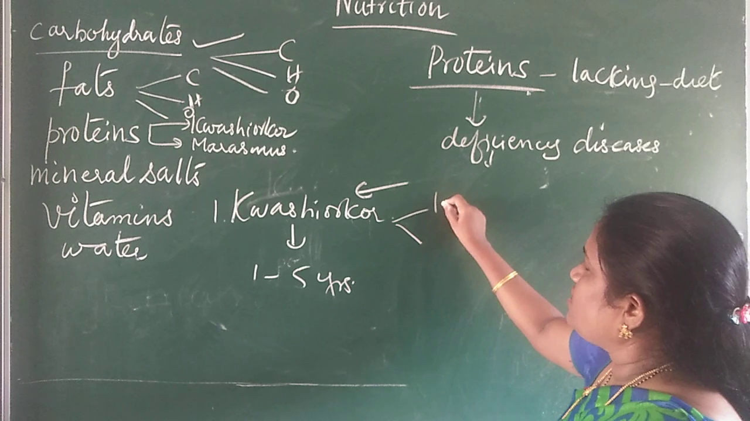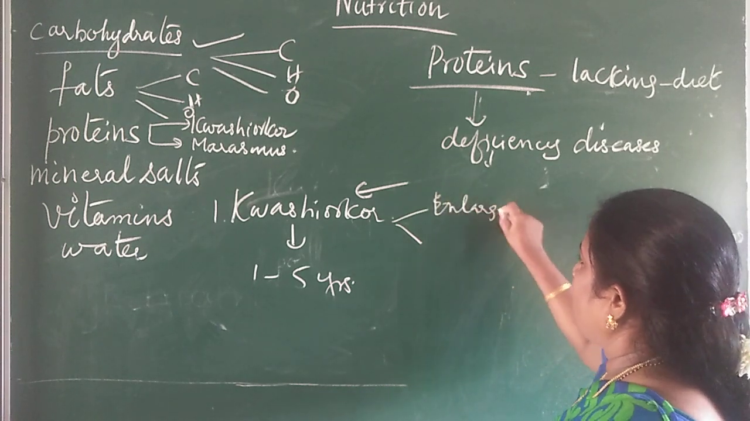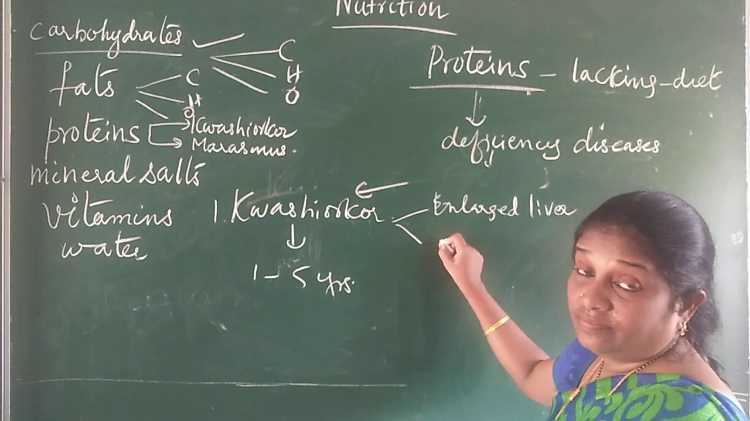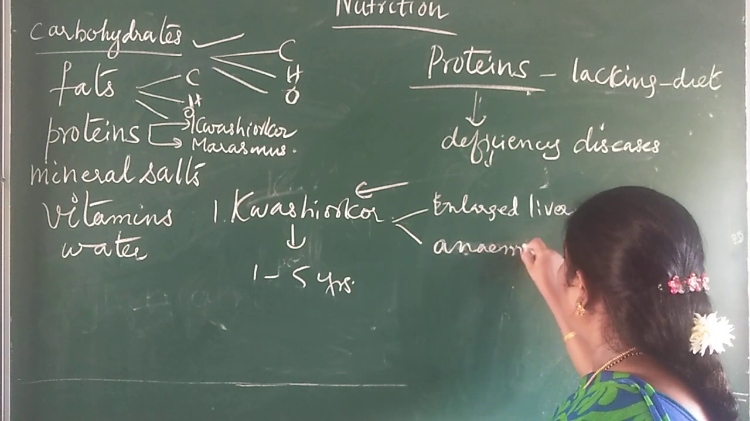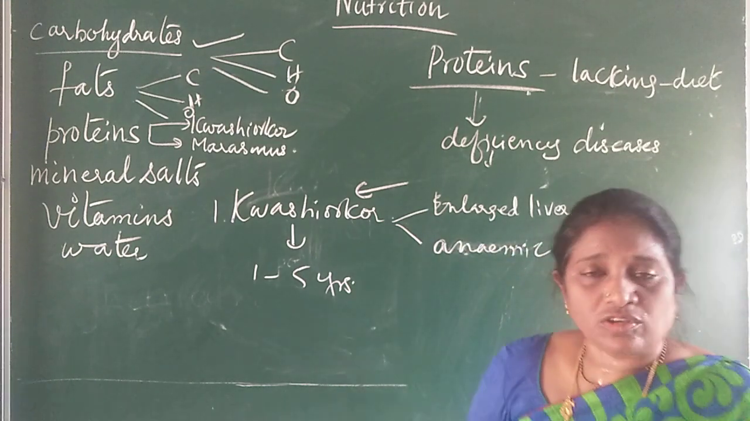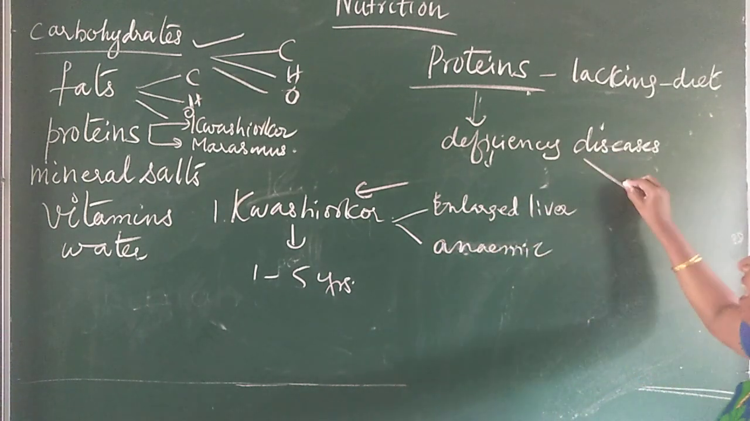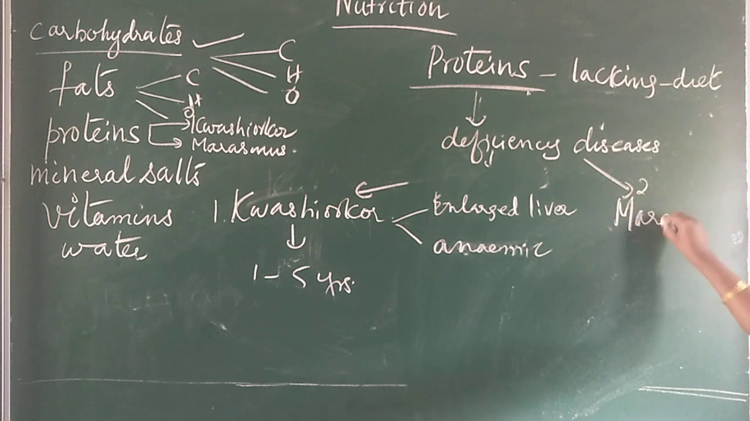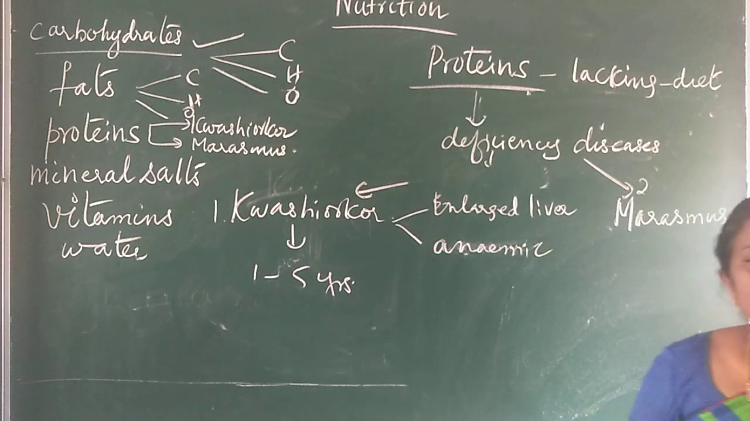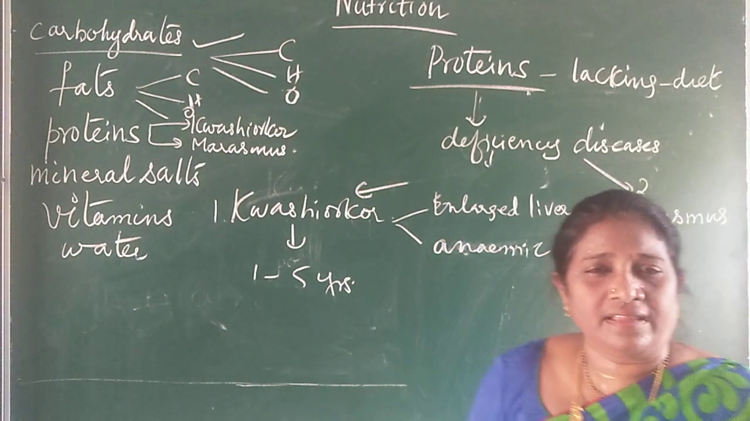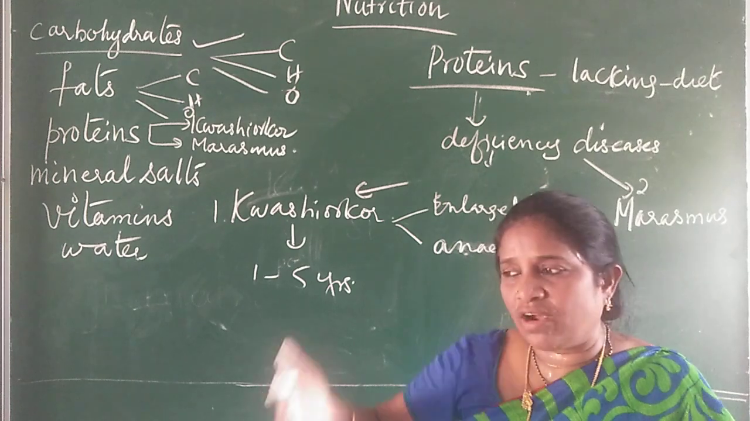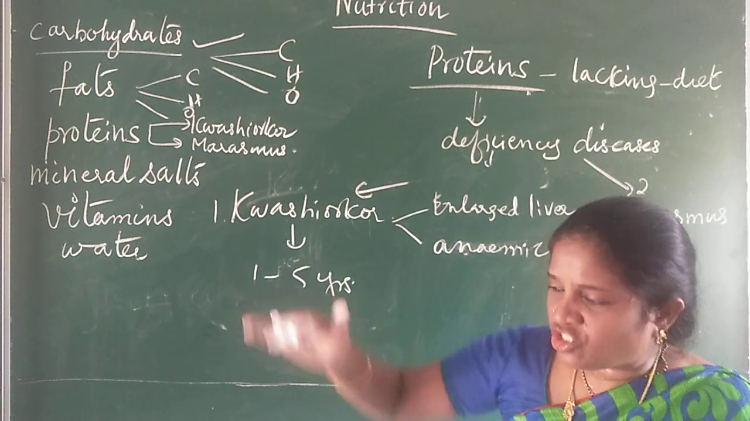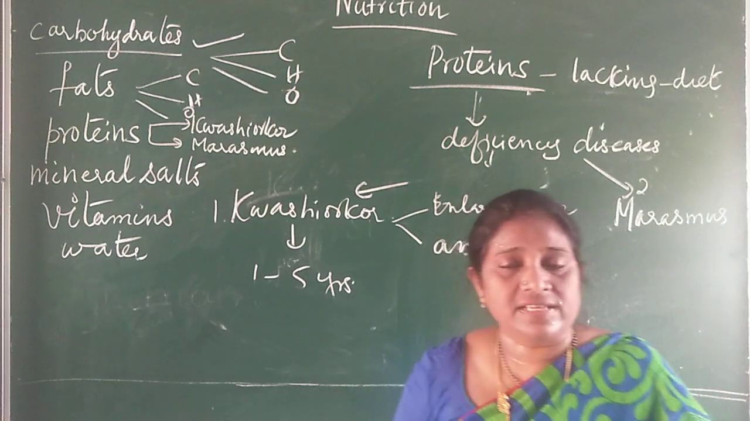Children, one more thing: this child will have an enlarged liver also. And sometimes he may look anemic, with loss of hemoglobin. So these are the symptoms. Now the second disease is marasmus. First one is kwashiorkor. I told you, protruding belly, scaly skin, darkening, stunted and poor growth. There are no body-building proteins available, so you will not have proper growth of the body. Very short stature. Only some parts like the face and legs are swollen.